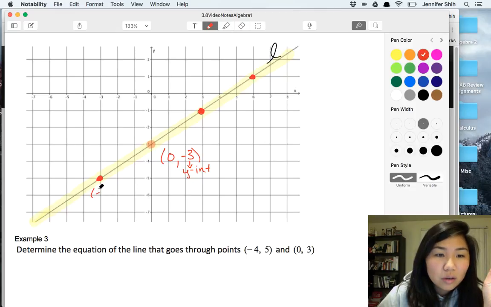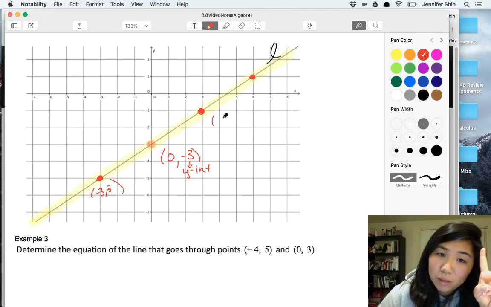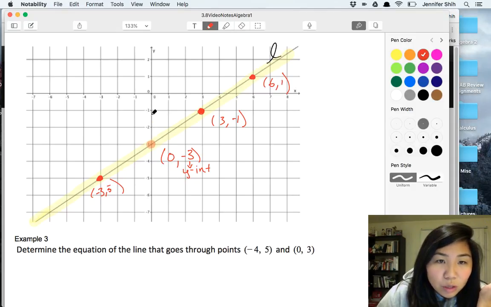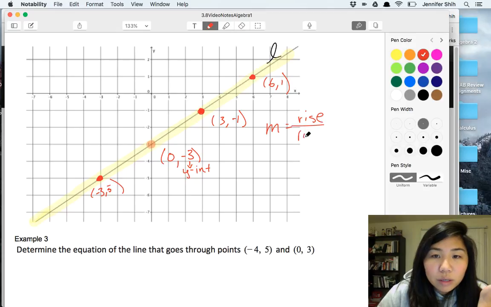So you don't have to fill in all these points. You get to pick 2 of them. Let's pick 3, -1, and 6, 1. We're going to find our slope. We're going to rise 1, 2, and we're going to run 1, 2, 3. So our slope is our rise over our run. Red pen is awful. Okay, rise 2 over 3. So our slope is 2/3.